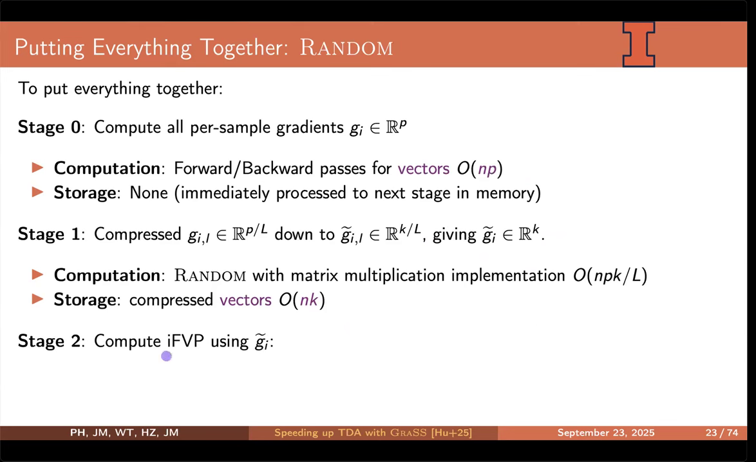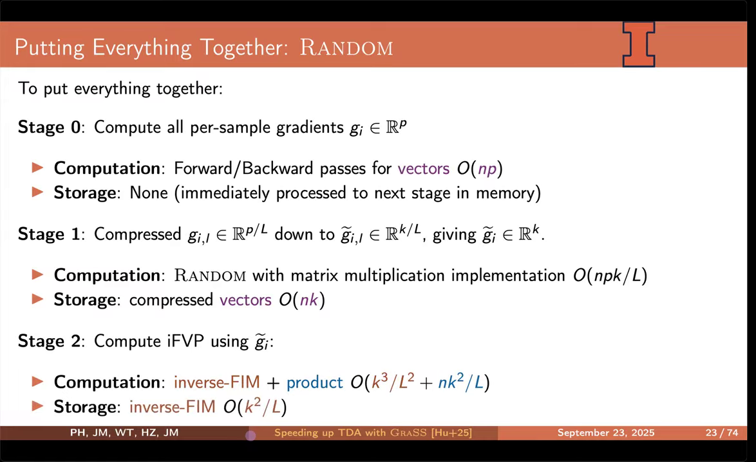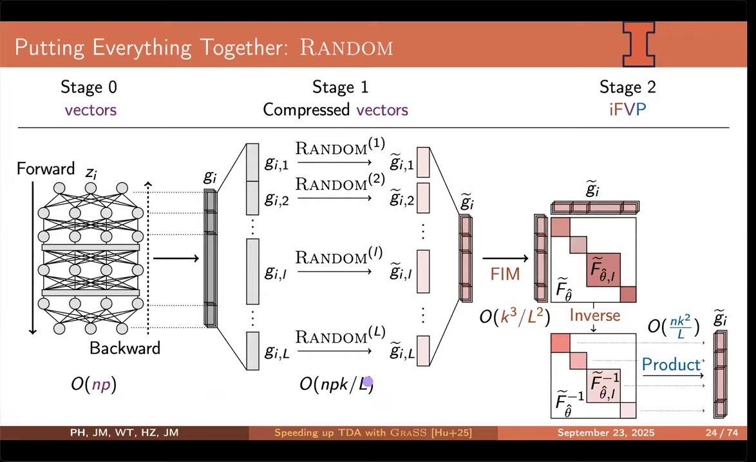And then we're going to compute the iHVP using these compressed gradients. So now we can basically replace all the computational complexity before with k to replace p. You can check, this is nothing else but replacing p with k. So if you enjoy figures, it is something like this. First, we're going to do the forward-backward pass, which takes O(np) to compute all those vectors. And then we're going to compress them, which takes O(npk over L). And we are going to use these compressed gradients to do all the FIM inverse and products.